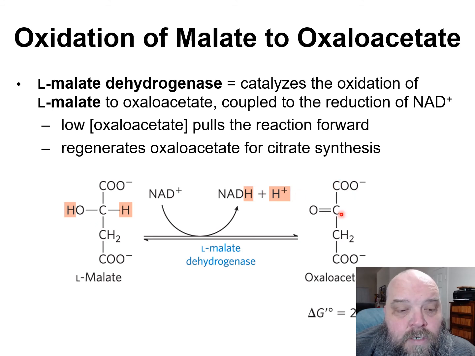And you now have 1, 2, 3, 4 carbons, with carbon 2 having a carbonyl. But notice here, delta G is 29.7. This is an extremely endergonic reaction, so a lot of energy needs to be poured in here. Even though this is considered a reversible reaction, the reaction is tilted left to right.